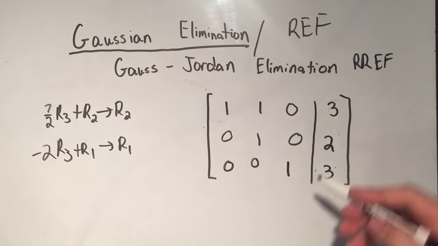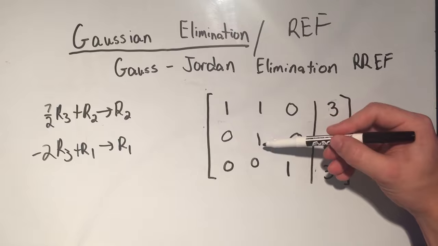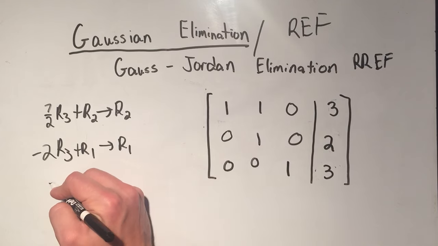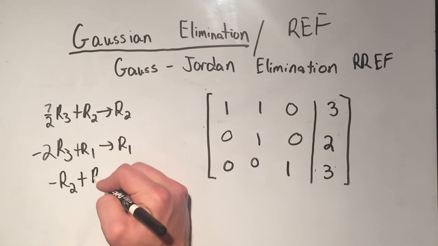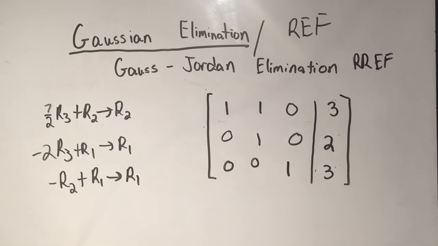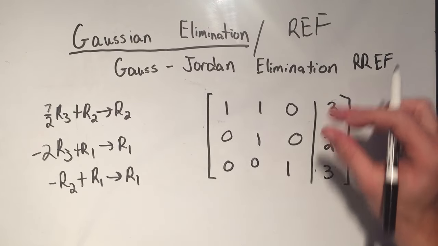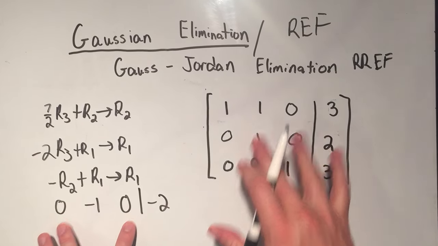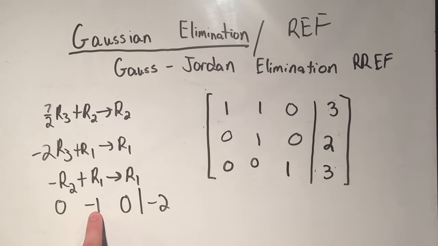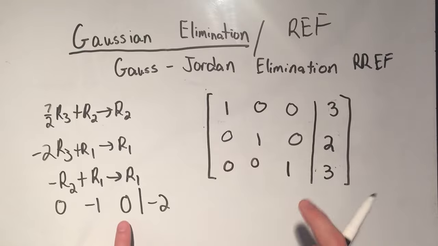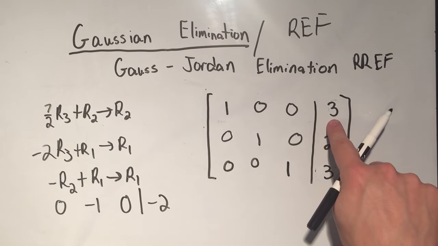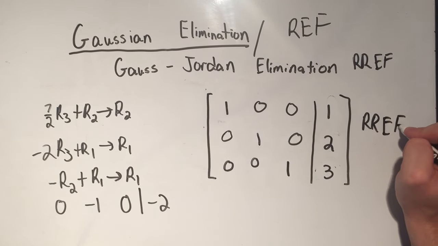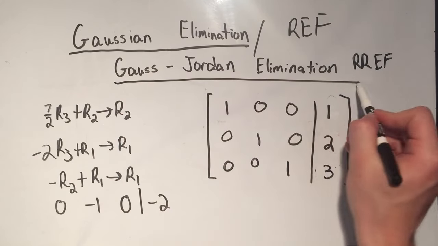We're almost done. Now that I have zeros completely above this one, I just need a 0 above this one right here. So I'm just going to take minus row 2 plus row 1 to give me my new row 1. And now I'm just adding the negative of this to this. So that's 0, minus 1, 0, minus 2. If I add this to this, 0 plus 1 is 1, minus 1 plus 1 is 0, 0 plus 0 is 0, minus 2 plus 3 is 1. And now this is in reduced row echelon form. And that's how you do Gauss-Jordan elimination.